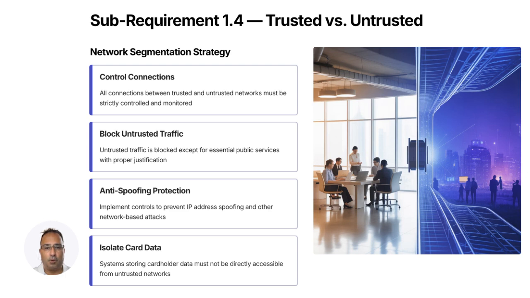Sub-requirement 1.4: Trusted versus untrusted. Connections between trusted and untrusted networks must be controlled. Untrusted traffic is blocked, except for essential public services. Anti-spoofing protections are required, and systems storing card data must not be directly accessible.